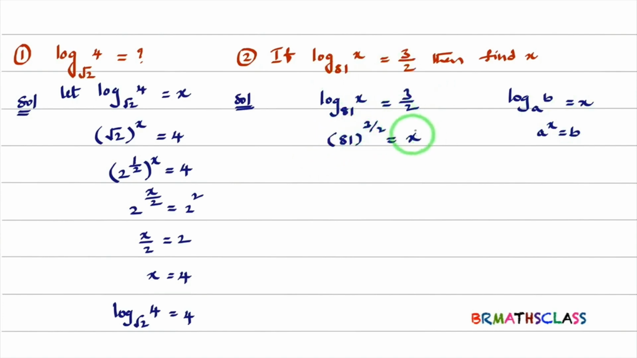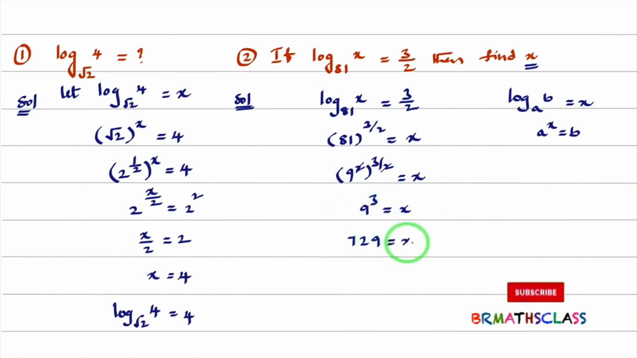From the definition of logarithm, we learned this. If I write this into exponent form, 81 power 3 by 2 equal to x. Actually, what are they asking in the question? They are asking you to calculate x. Here 81 can be written as 9 square. (9 square) whole power 3 by 2, the 2 will get cancelled, equal to x. So what did you get here? 9 cube equal to x. 9 cube means 9 into 9 into 9. 9 nines are 81. 81 nines are 729. So what is the value of x? x value is 729.